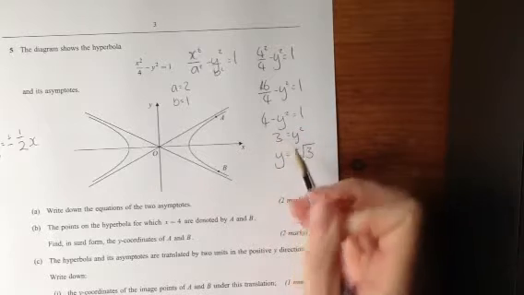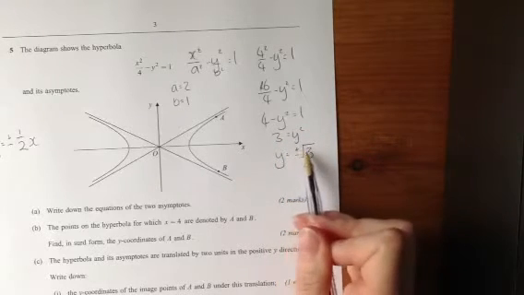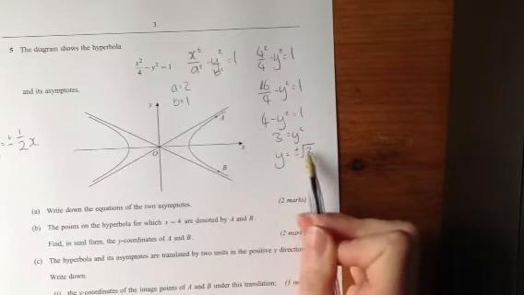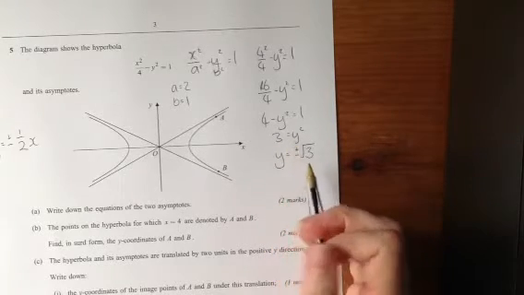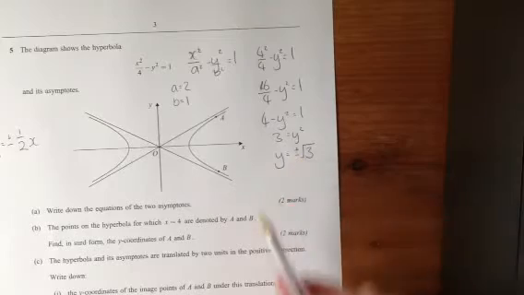Don't forget the plus or minus, because obviously if you square plus root 3, you'll get 3, and if you square minus root 3, you'll still get 3. So this plus or minus is really important.